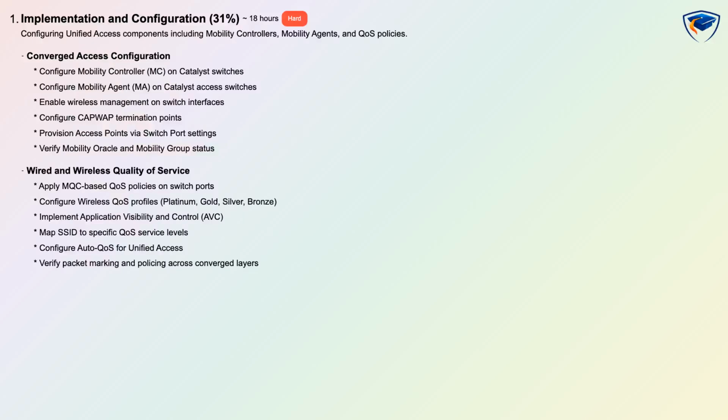You will also master CAPWAP termination points, verify mobility oracle and mobility group status, and apply MQC-based COS policies on switch ports. On the wireless side you will configure COS profiles such as Platinum, Gold, Silver and Bronze. Map SSIDs to service levels, implement application visibility and control, enable auto COS for unified access, and verify packet marking and policing across the converged wired and wireless layers.